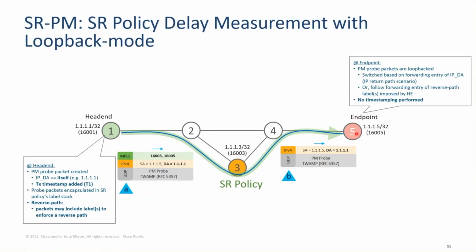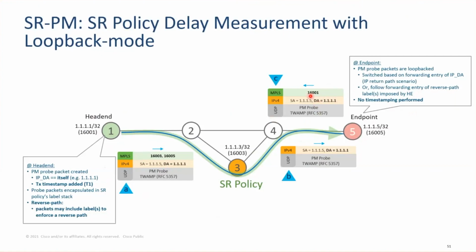As was mentioned before, if the user includes a reverse path label, then the endpoint will simply follow the forwarding entry that corresponds to the reverse path label that was imposed by the head end. And lastly, there is no timestamping performed at the endpoint. So minimal to no requirements at all on the endpoint. So the packet in this case is going to be sent back to the head end.